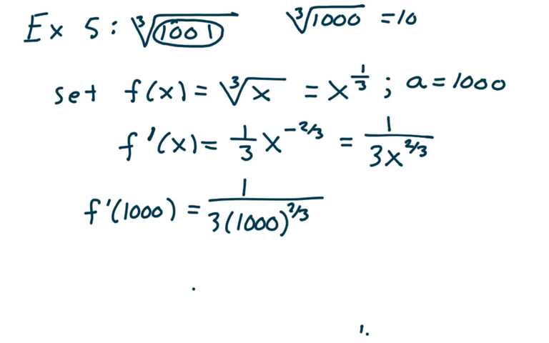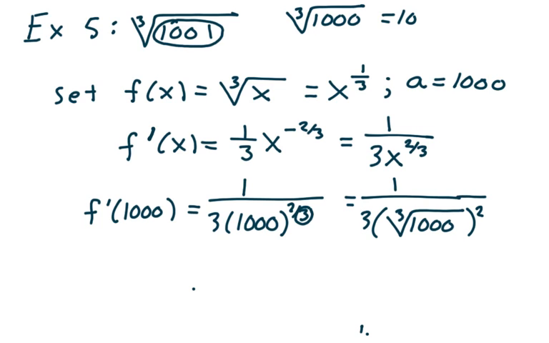But I'm going to write this as 1/3 times, this is the index of the radical, so I could write this as cube root of 1,000 to the second. But the cube root of 1,000 we've already established is 10. So f prime of 1,000 is 1/3 times 100, right? Which ends up being 1/300.